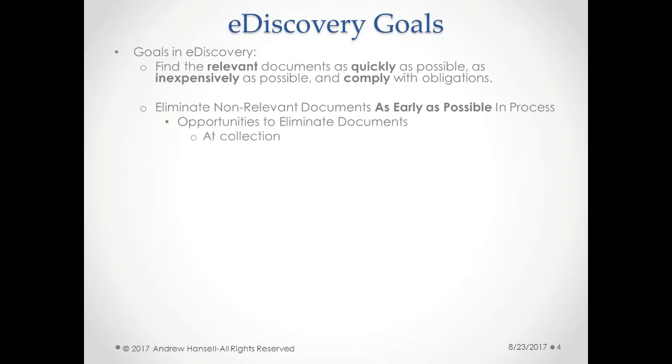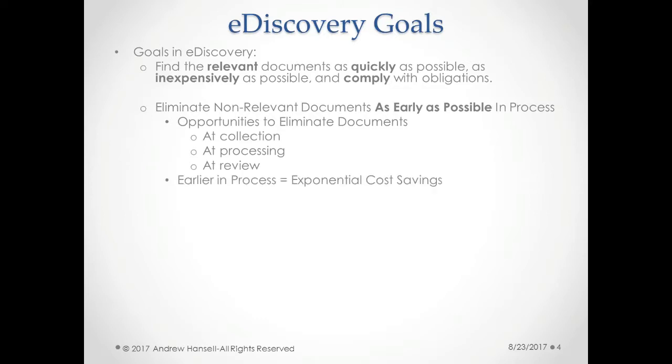Now, there are several opportunities during the e-discovery process to eliminate non-relevant documents. One of them is at collection. Obviously, if a document that we don't need is never collected, then we don't have to deal with it later on. Processing is another opportunity to weed out volumes of documents that are not going to be relevant to what we're looking at. And lastly, actual document review is when you're making decisions about which documents are going to be a part of your case and which documents are not.